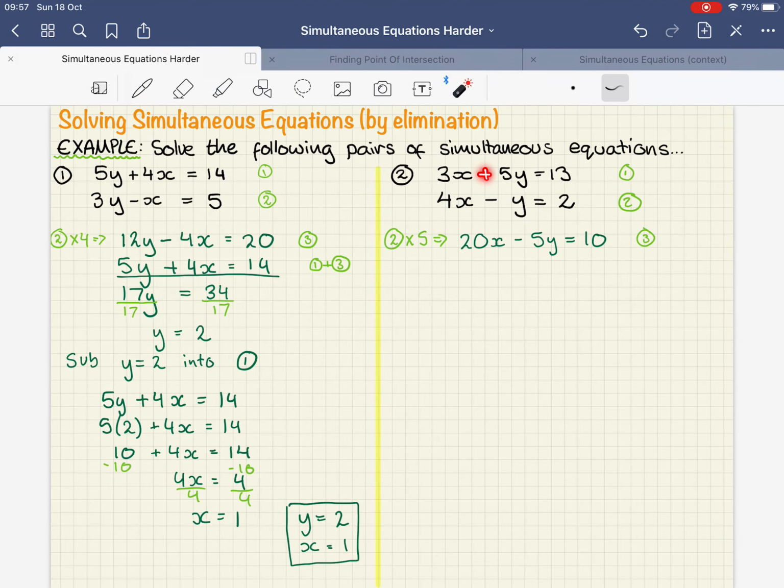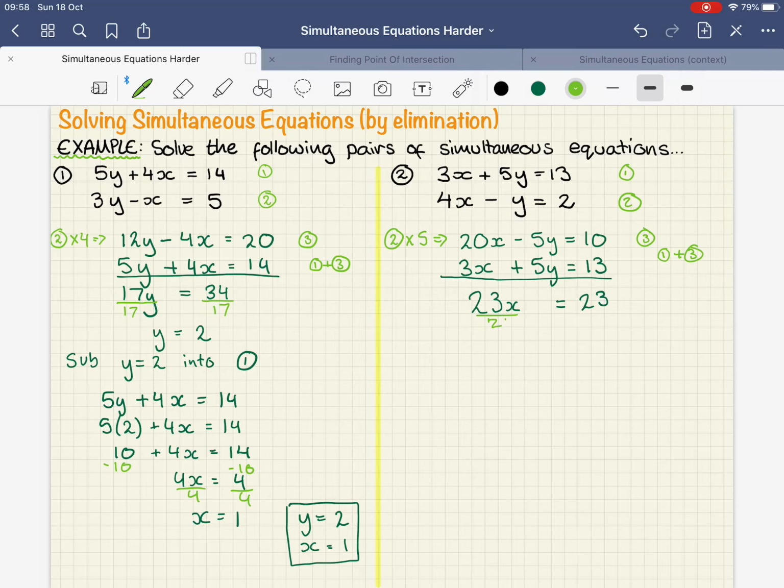And then I've got this plus 5y, I've got that minus 5y. So that means I can just add those two equations together for it to cancel. So when I do that, I'm going to have 20x add 3x, that's going to give me 23x. And then 10 add 13 is also going to give me 23. Divide by 23 on both sides. That means x equals 1.